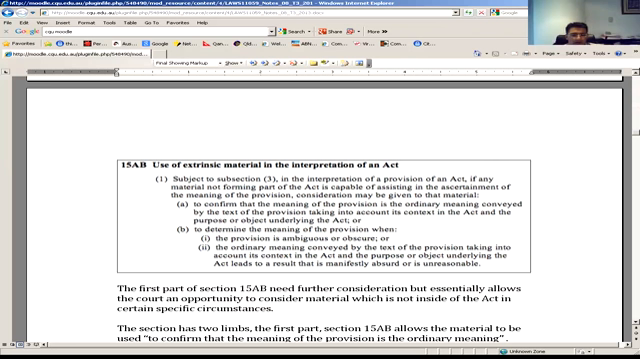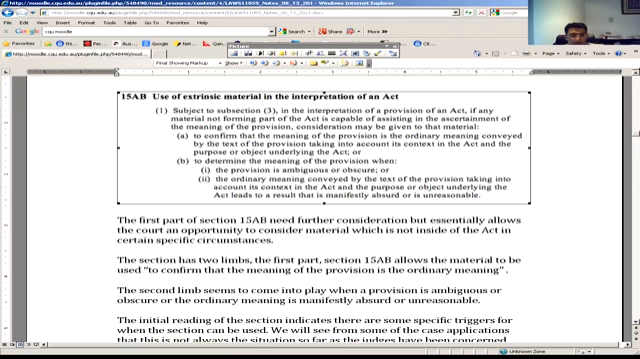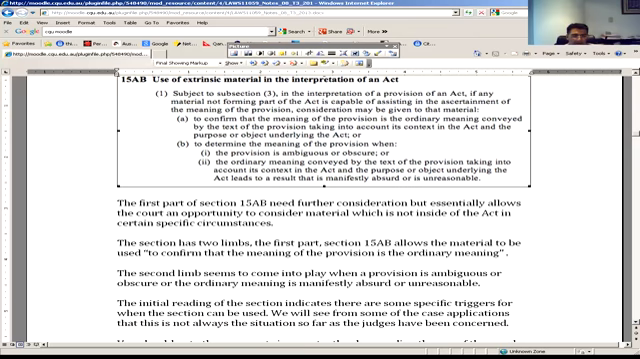So there's 15AB in the Commonwealth Act. And if you look at it, it's subject to the subsection. We have to interpret the provision of an act by ascertainment of the meaning of the provision, and to determine that, we look very much at the purpose of the Act. The first part of 15AB does need some further consideration, but what it really allows us to do is to consider material which is extrinsic to the Act itself.